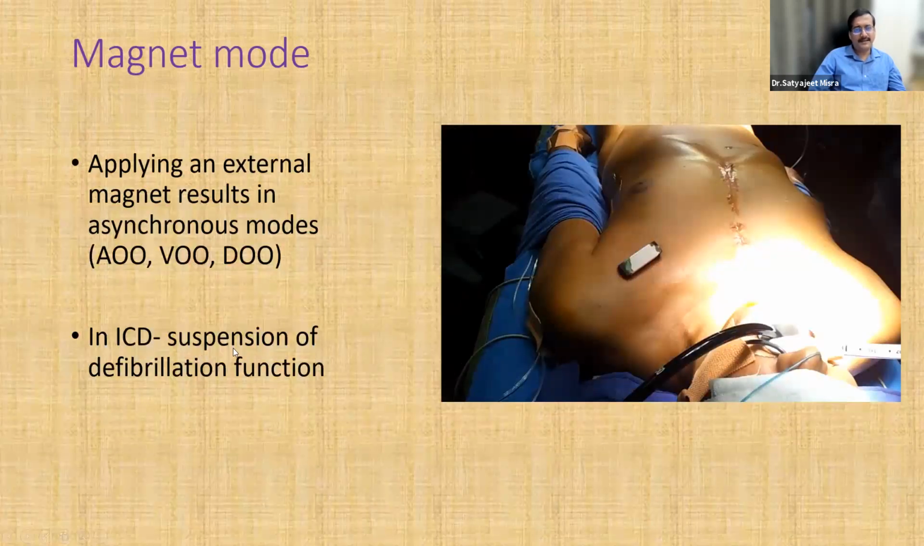When you have an ICD, that will lead to suspension of the defibrillation function. It's important to remember that there will be no suspension of the pacing function in the ICD. So your synchronous modes in an ICD will still work as synchronous modes. It's only the defibrillation function that will be suspended.